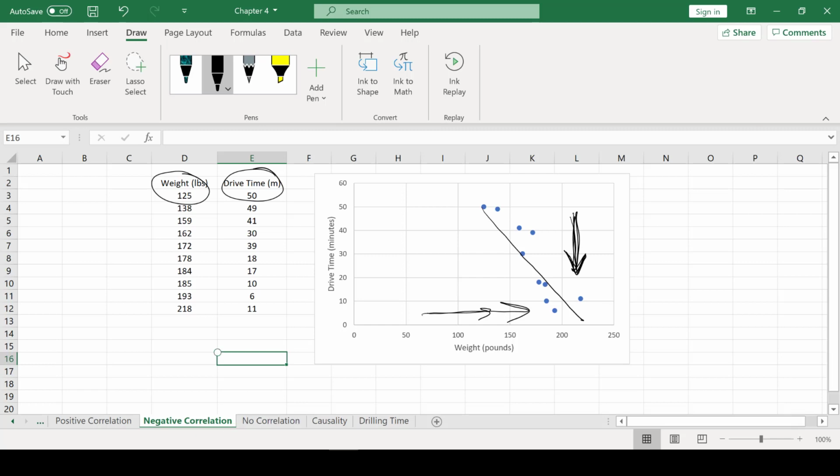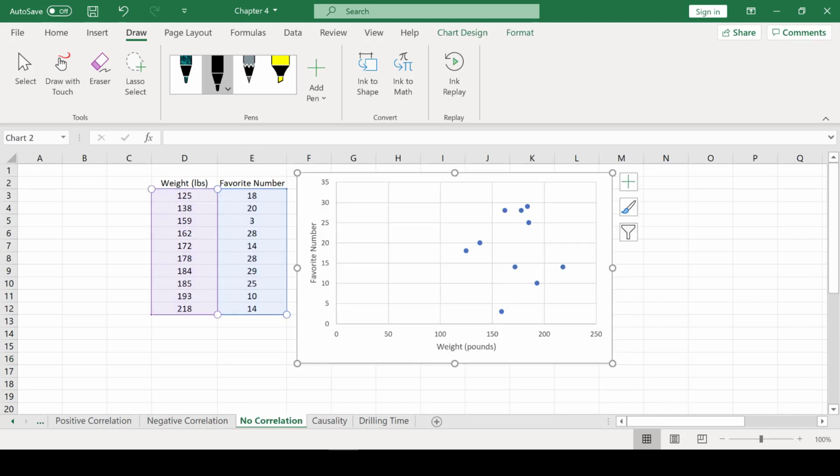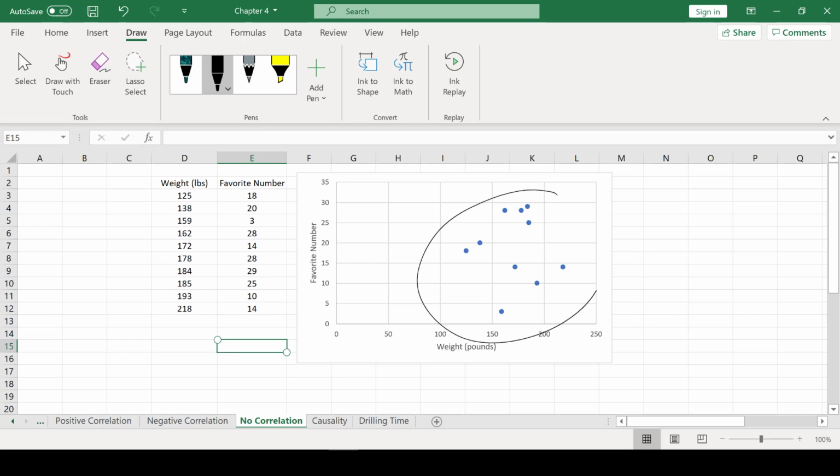And I am sure you are wondering, what does no correlation look like? And I've got a tab for that. Here's another data set. I've got people's weight, and I've got their favorite number. Are people's weight and their favorite number correlated? Again, this is made up data, but if you look at the data set over here, there doesn't appear to be a very strong correlation.